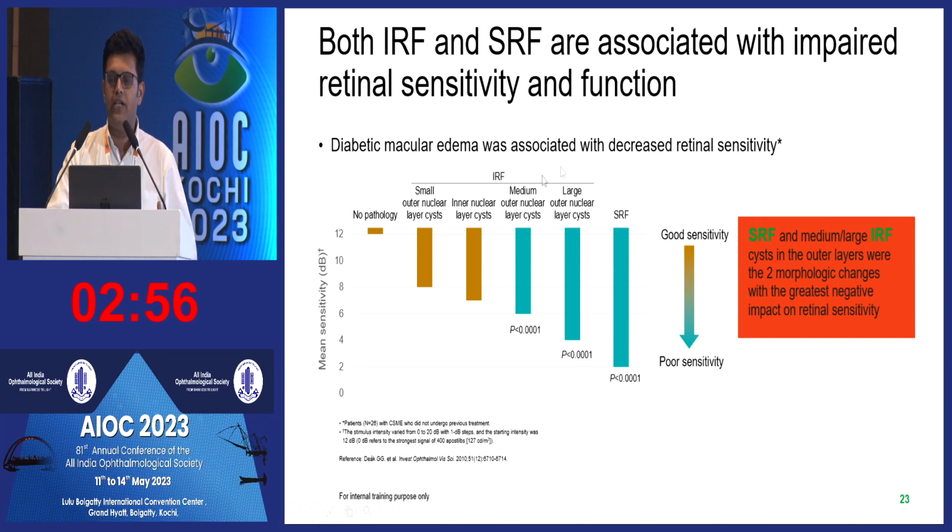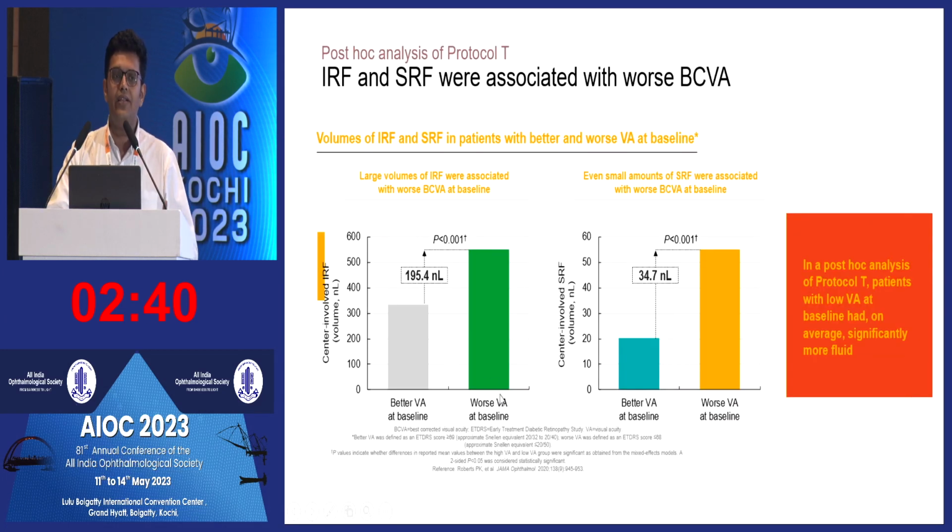they are associated with reduced retinal sensitivity and reduced function. And you can see that as the size of the intraretinal fluid or the large cyst keeps increasing and there is a development of the subretinal fluid, the retinal sensitivity keeps dropping further and further down. So both intraretinal fluid and subretinal fluid are associated with a poor best corrected visual acuity.